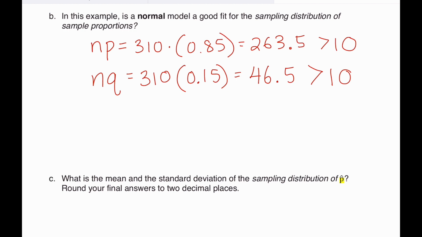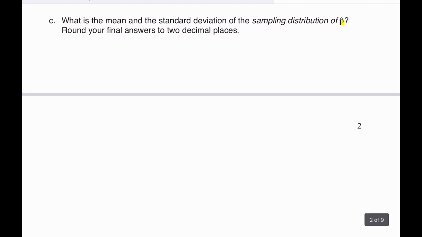Okay, and remember, this tells me that my sample proportions are normally distributed, so yes. The next question I have here is C. What is the mean and the standard deviation of the sampling distribution of p-hat? So what is the mean and standard deviation for the distribution of sample means or sample proportions? Round your final answer to 2 decimal places.